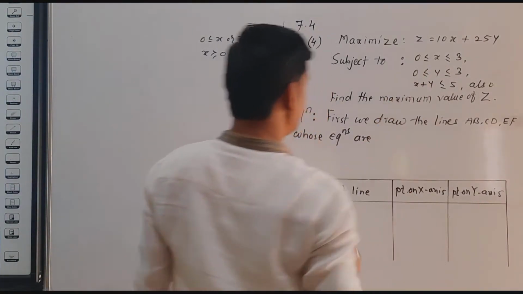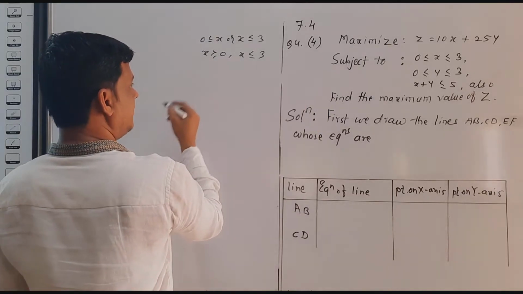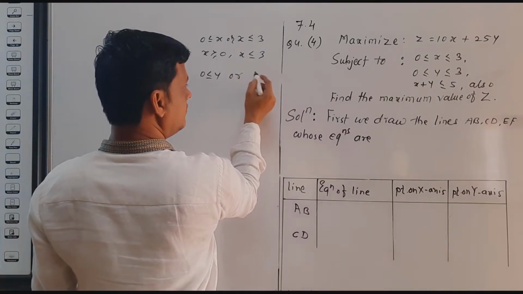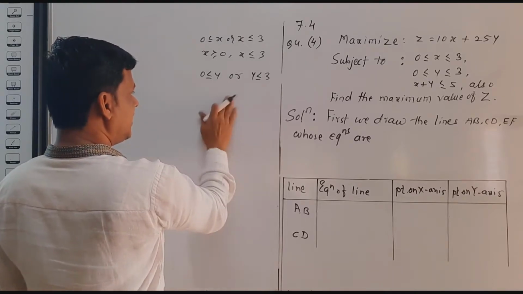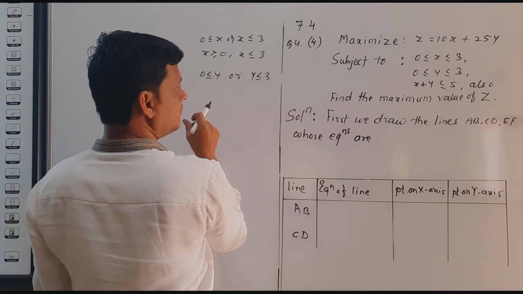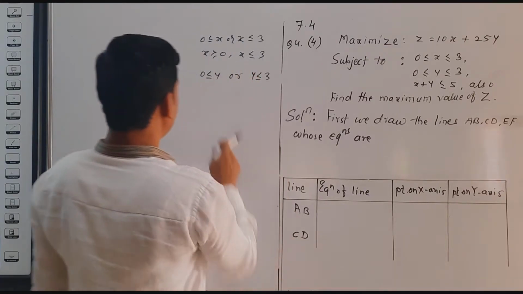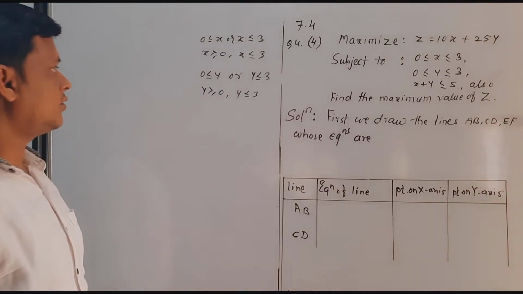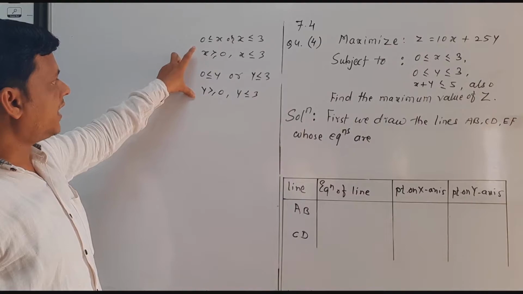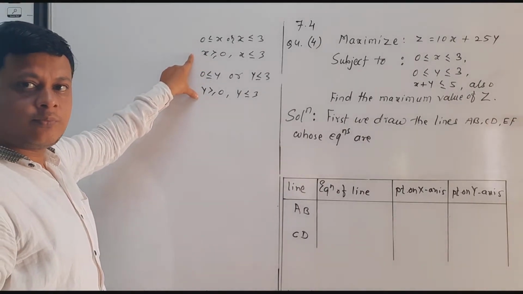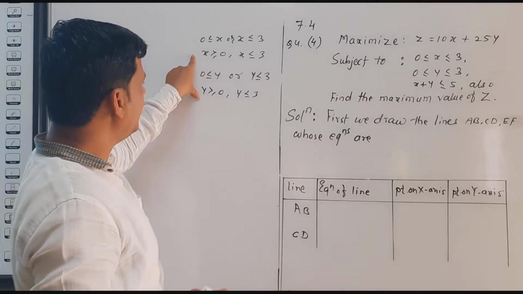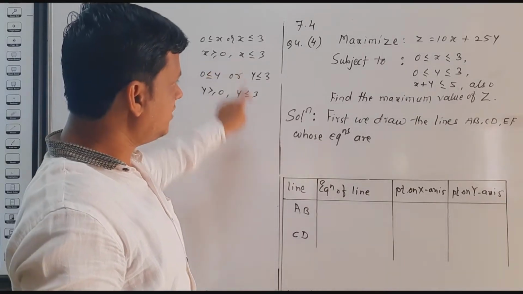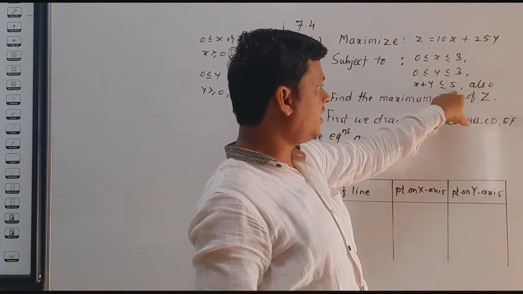Again, the second, 0 less or equals to y less or equals to 3, can be written as 0 less or equals to y and y less or equals to 3. That means we write y greater or equals to 0, y less or equals to 3. So these two conditions we have to consider, x greater or equals to 0, y greater or equals to 0 for the solution in the first quadrant, and we use x less or equals to 3, y less or equals to 3 as the equation. Then third is x plus y less or equals to 5.